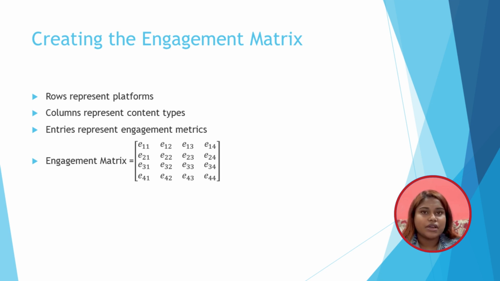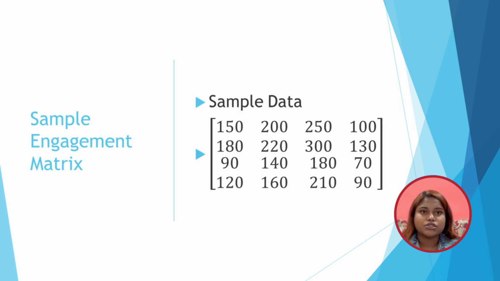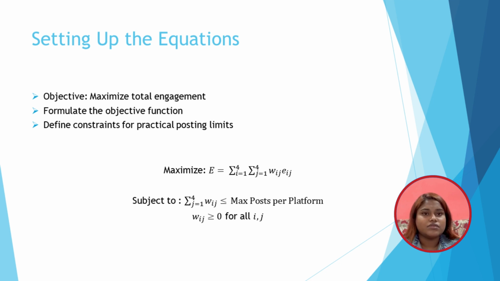Our goal is to maximize the total engagement by finding the optimal posting frequency for each content type on each platform. We will set up an objective function to maximize engagement and add a constraint to ensure our posting schedule is practical. The constraints might include limits on the number of posts per day or week on each platform. By organizing our data into this structured format and setting up this equation, we can use linear algebra techniques to analyze the data and optimize our strategy. In the next session, let's dive into the analysis and optimization process. Thank you.